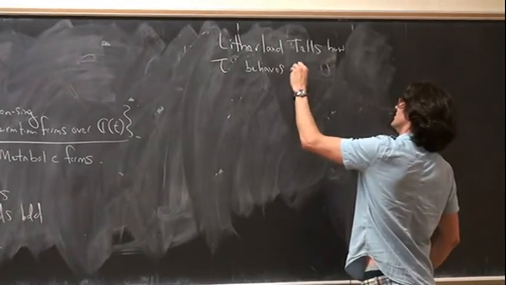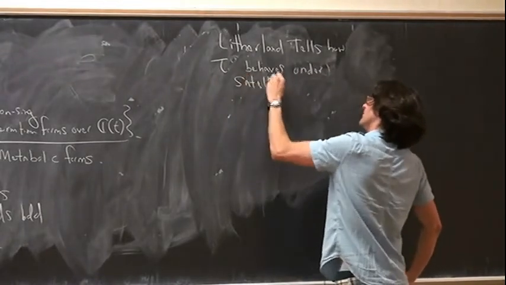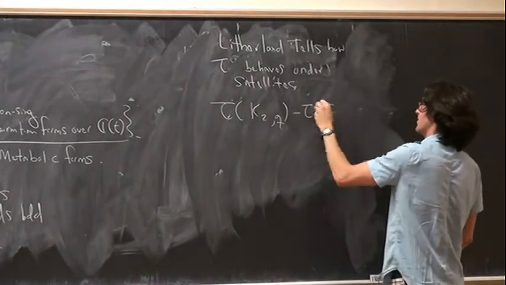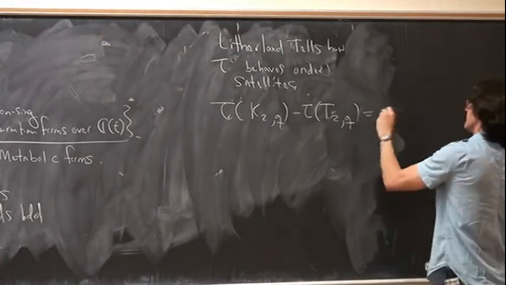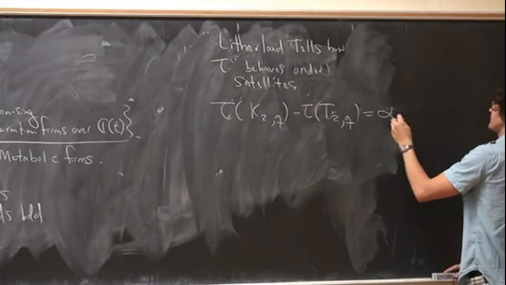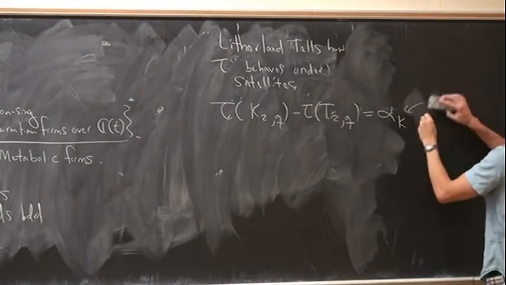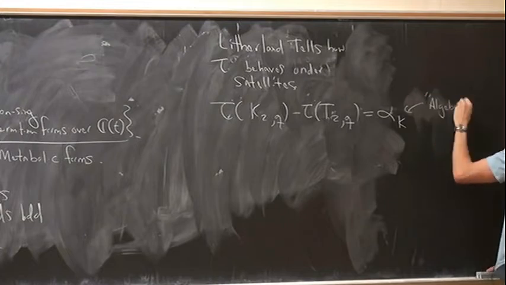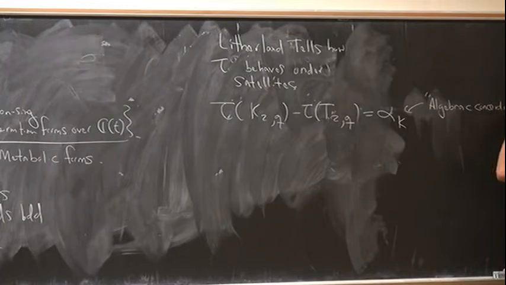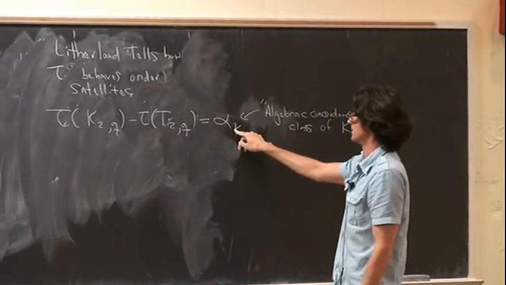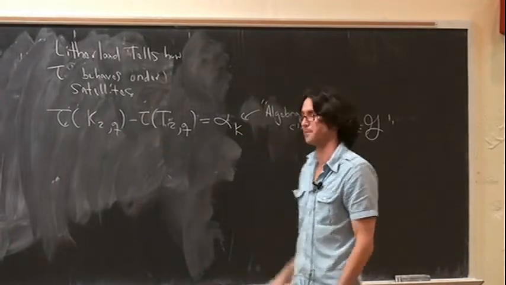So Linear tells us how tau behaved under satellite. It's the difference of tau of the 2Q cable of a knot K and tau of the 2Q cable of the unknot, or the 2Q torus knot, is some kind of invariant associated to the knot that you're cabling. You can think of this as the algebraic concordance class of K. So that's in the group that I mentioned earlier. And I apologize if you can't see back there. So we have the element in the algebraic concordance group of Seifert forms mod metabolic Seifert forms represented for the knot that you're cabling. So we have this difference formula.